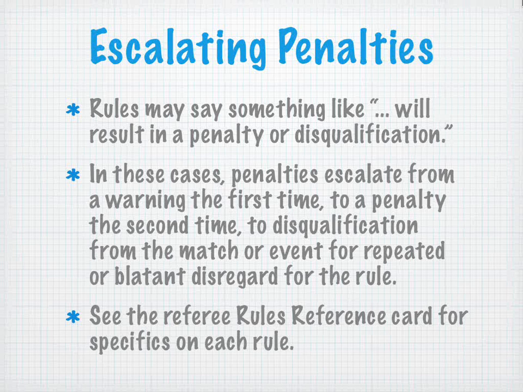And we've taken the information from the rules and from the head ref training we got from FIRST a few weeks ago, and summarized that on the rules reference card that's available on the resource page. So for each of the rules that has an escalation like that, it'll tell you, give them a warning the first time. On the second time, they get a major penalty, and then the third time they get disqualification. Or on another one, they get a major penalty the first time, and then get disqualified for repeated instances. So anyway, that rules reference card will be pretty handy. It's a good summary.